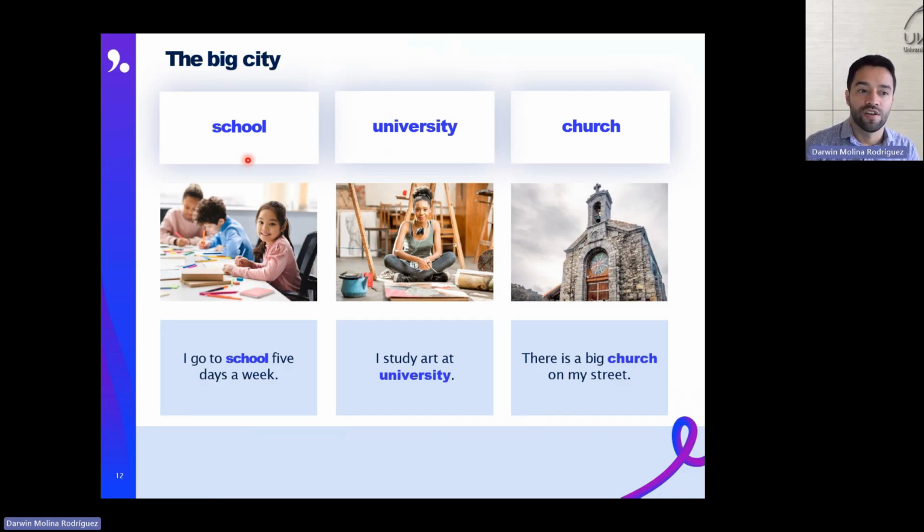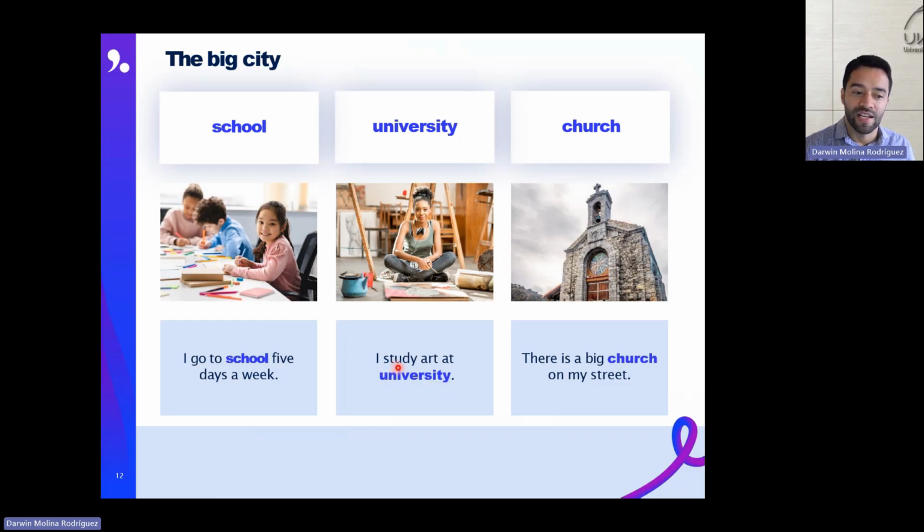School, la escuela. University, la universidad. Church, la iglesia. I go to school 5 days a week. 5 days. Monday, Tuesday, Wednesday, Thursday, and Friday. I study art at university.